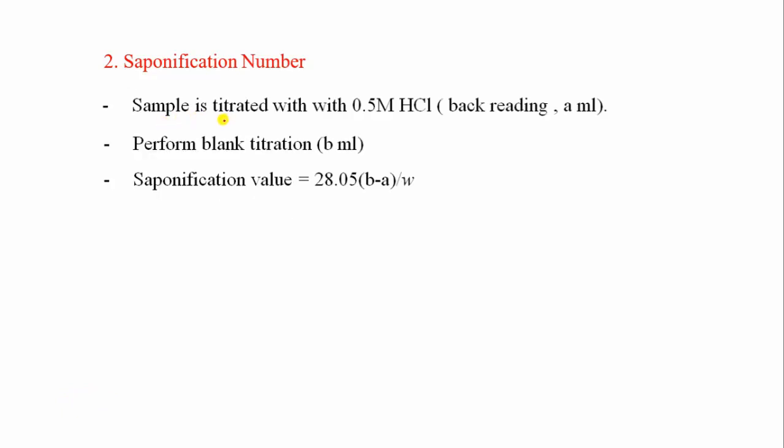The sample is titrated with 0.5 molar HCl. That is the back reading, and we also have to perform a blank titration, meaning without sample, with the same procedure, and it will be calculated by this equation: 28.05 into blank reading minus back reading, divided by weight of sample.